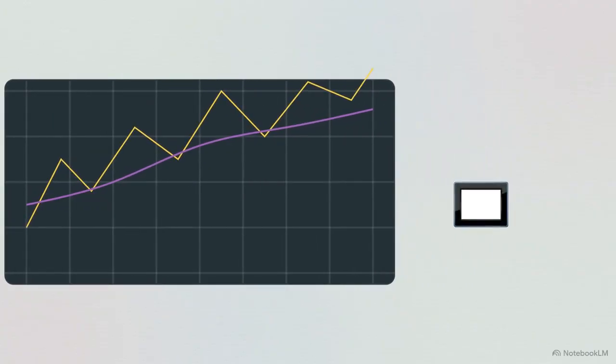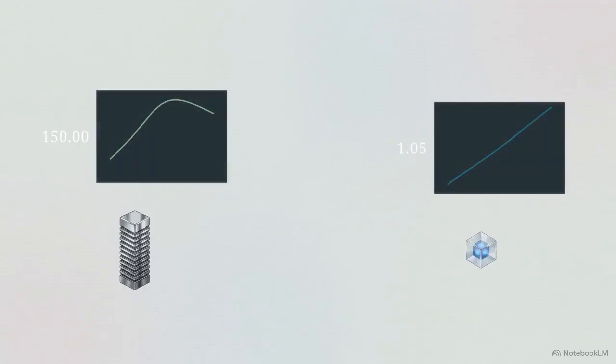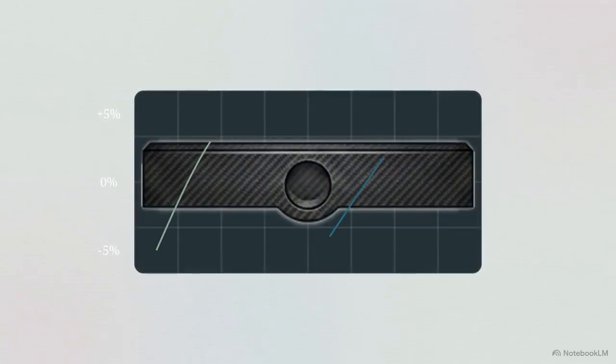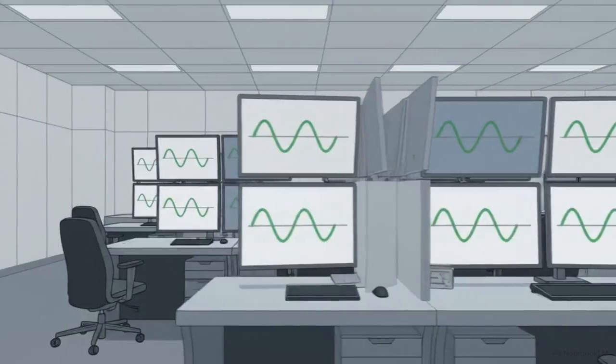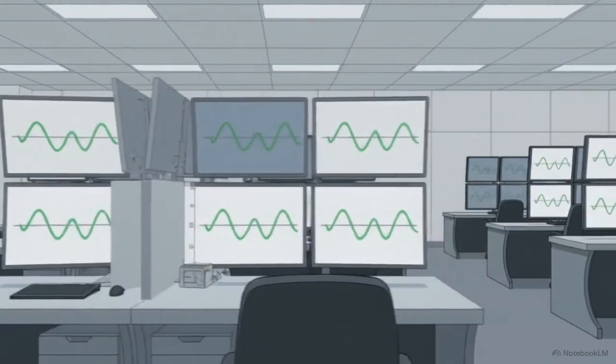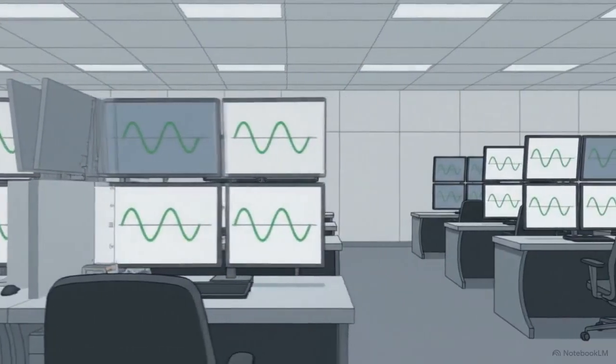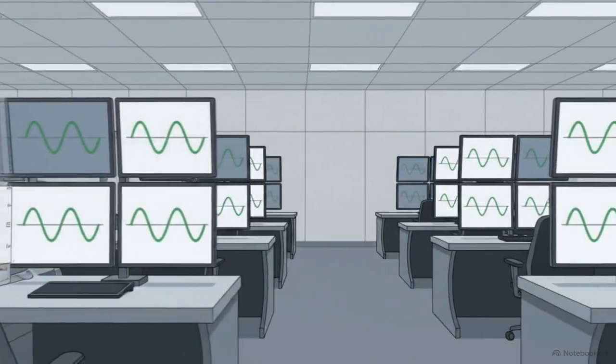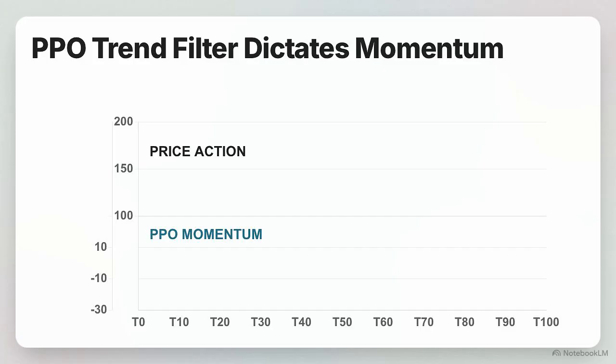Instead of measuring the absolute difference between two intersecting averages, the PPO extracts the gap and converts it into a percentage. This percentage-based output levels the playing field, mapping radically different currency values side by side on a single unified scale. By converting raw price into relative percentages, the PPO translates completely unmatched market data into a standardized, objective metric of trend strength.